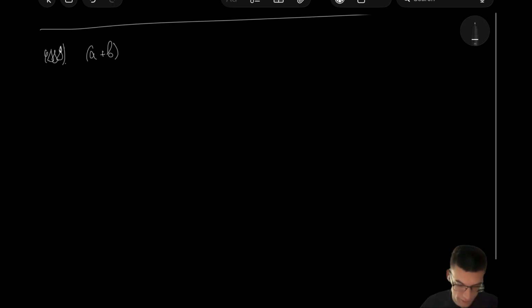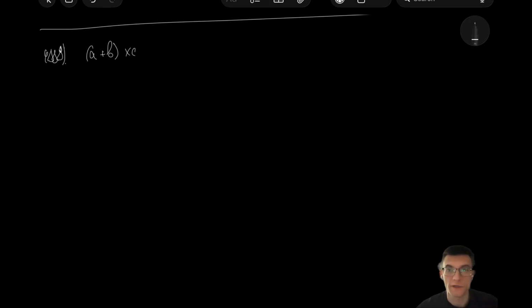Today we're going to solve another problem. Yesterday we already solved the right distribution property for vectors, which states that if we have two vectors A and B, and then multiply by vector C, it is essentially equivalent to A multiplied by C plus B multiplied by C. So this is right distribution.